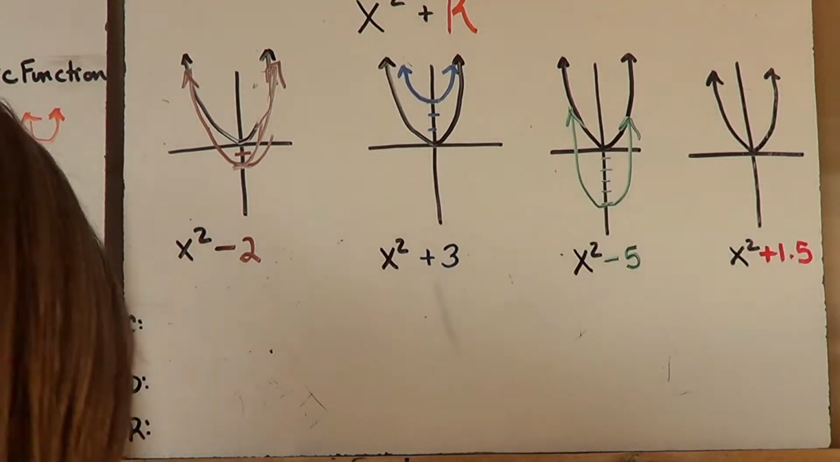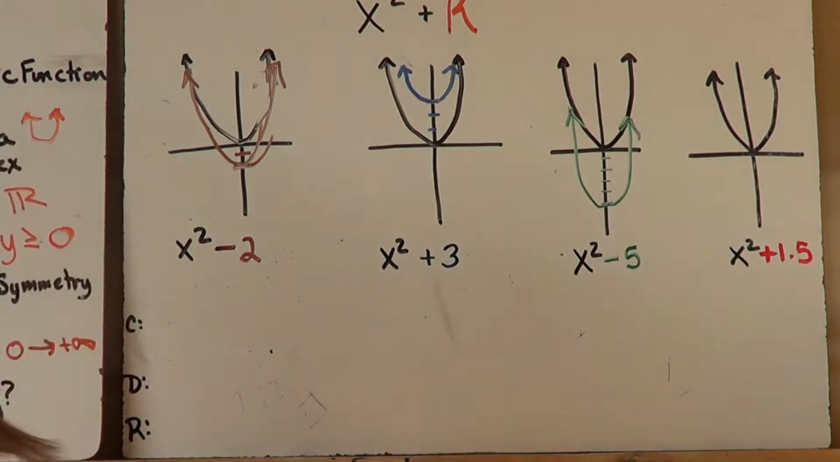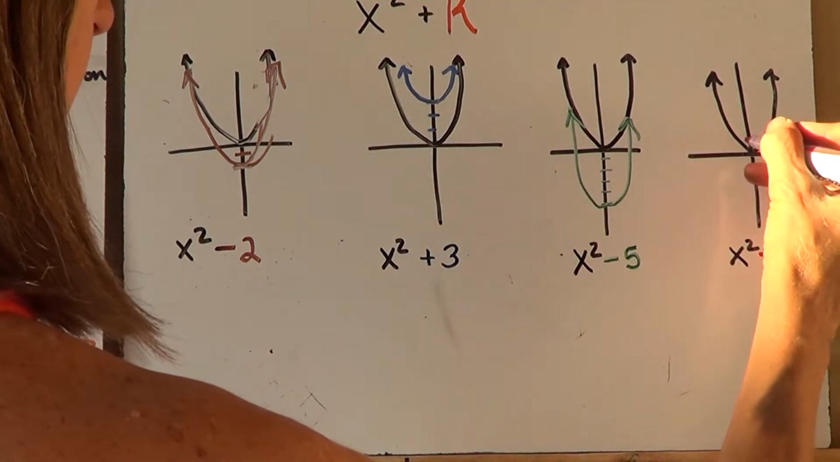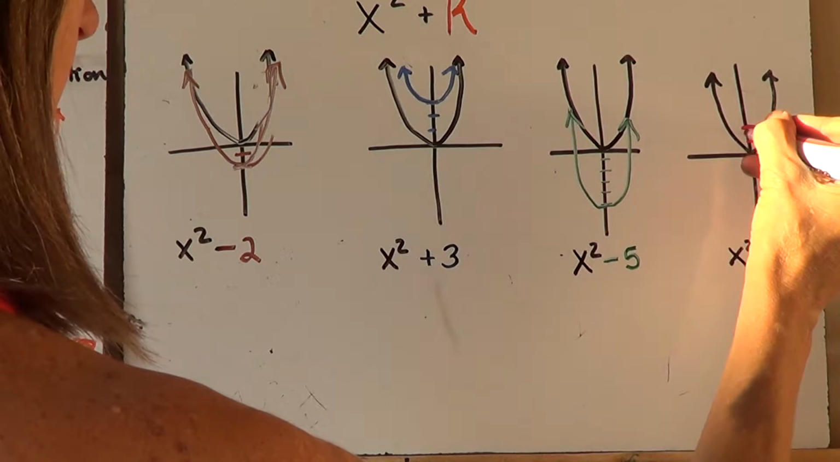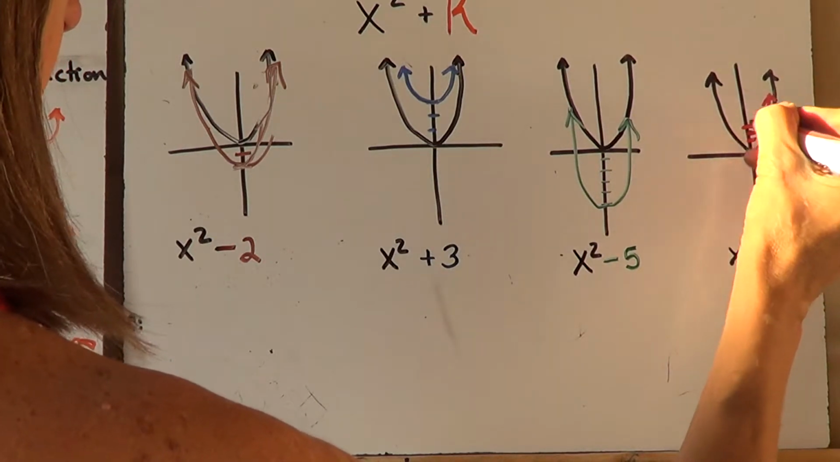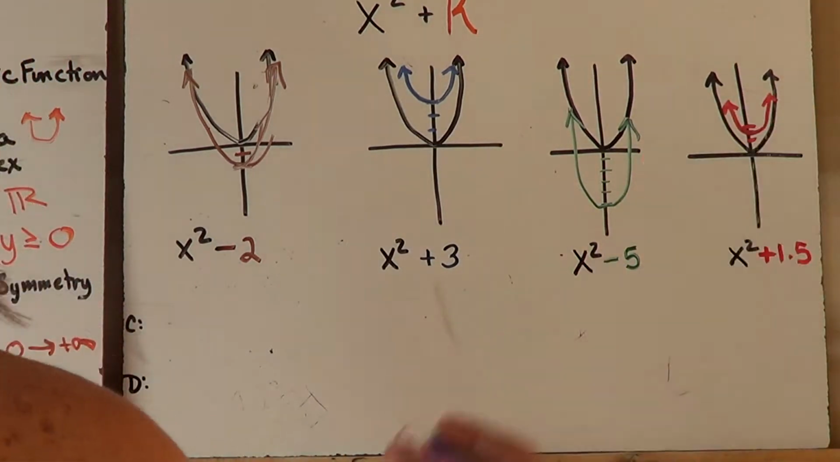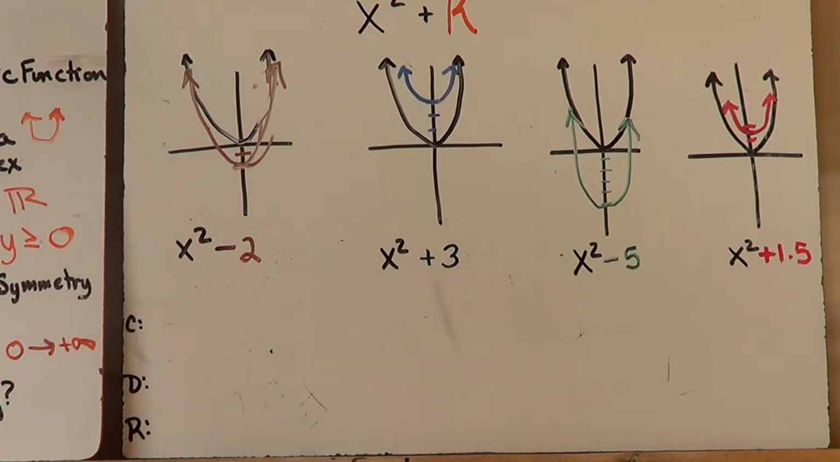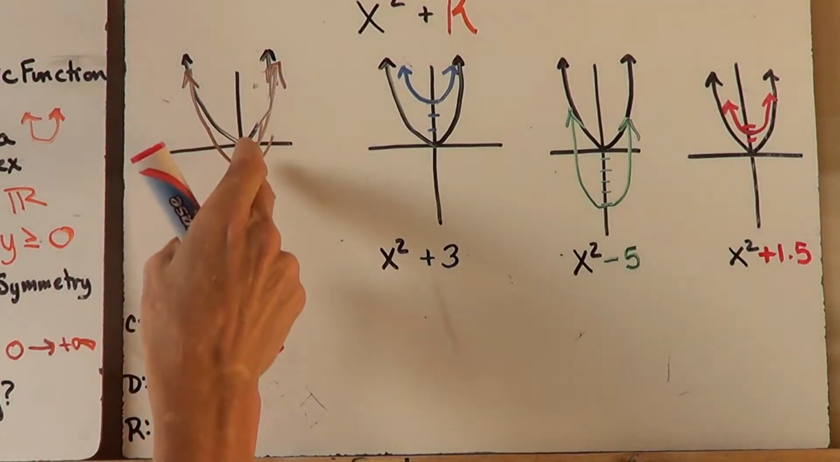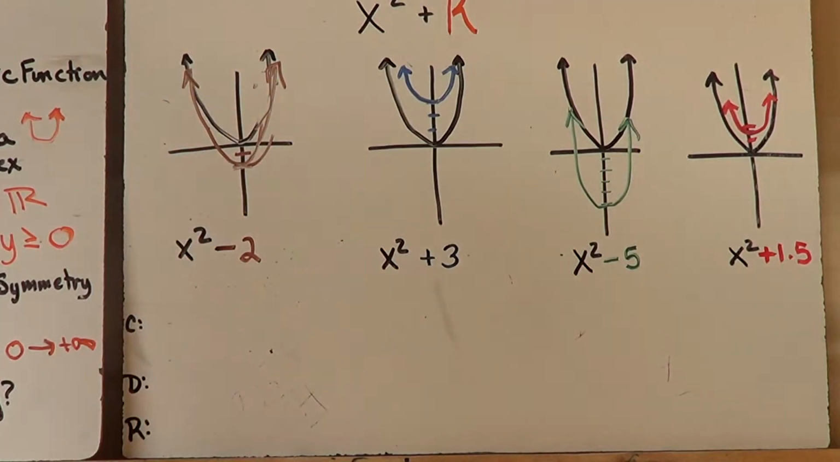And if it's a plus 1.5, hopefully you're saying all you do is go up between 1 and 2, or about 1.5, and draw your parabola there. Okay? Now, how does it compare? Compared to the parent graph, it shifted down 2.